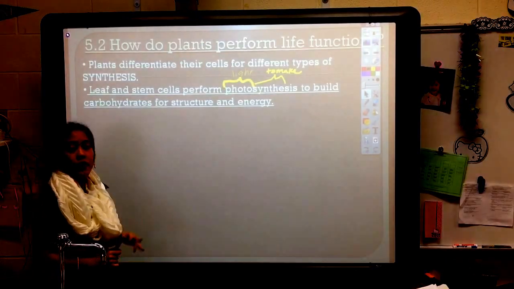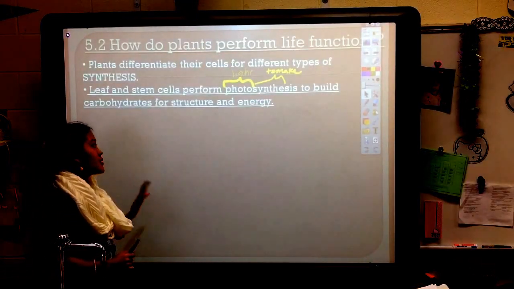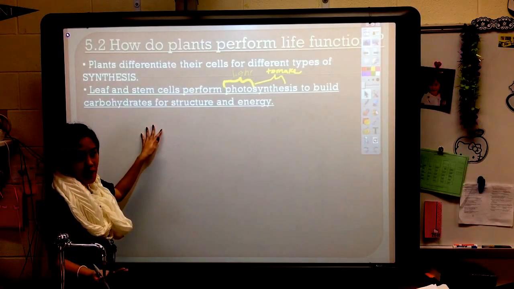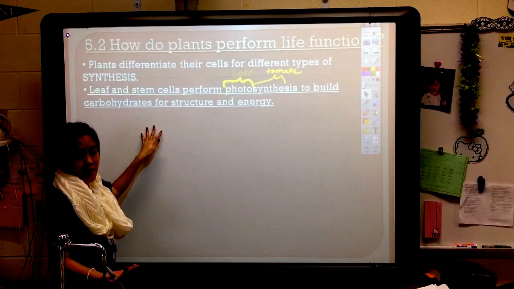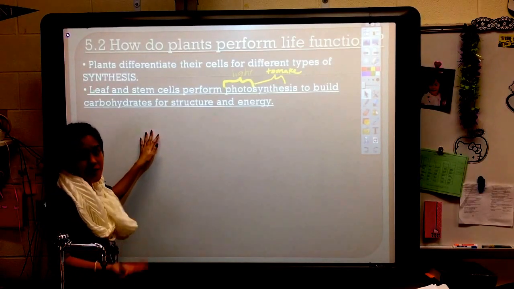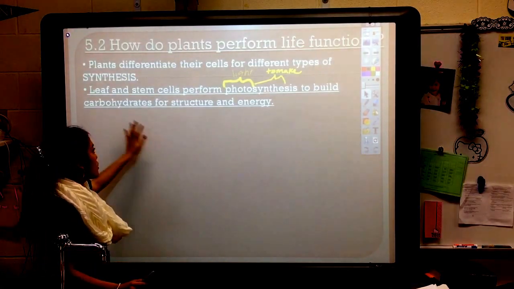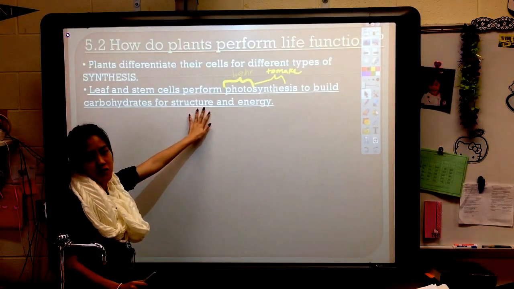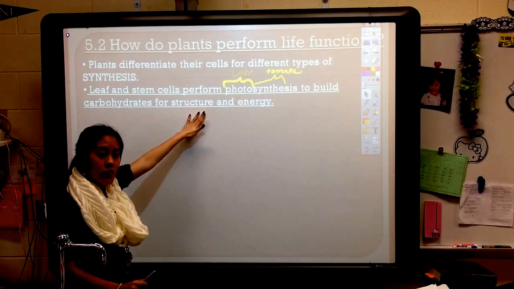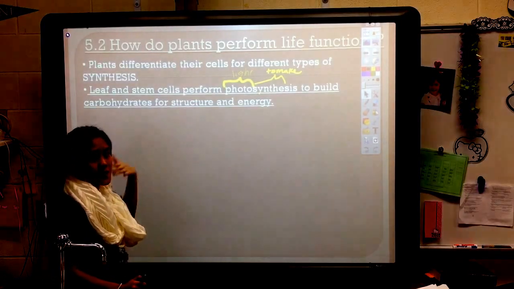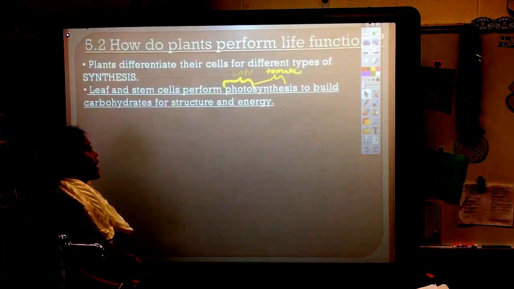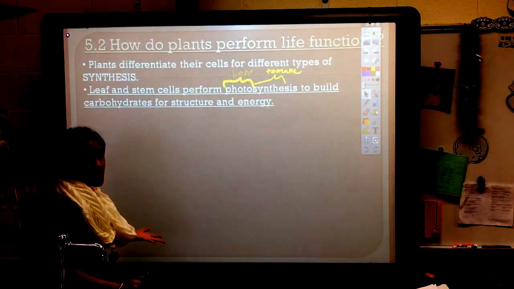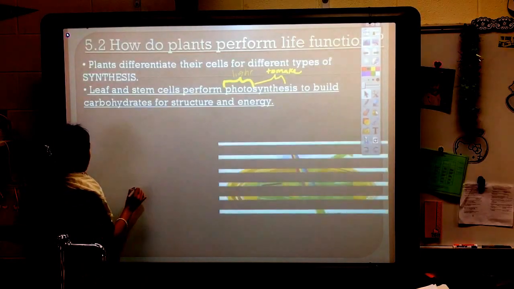So for a plant, when they're going through photosynthesis, not only are they making food for themselves, and that's what we've all been taught to understand, that photosynthesis is how plants feed themselves, but they're also going to use those carbohydrates to make structural features, like their cell wall. Remember that the cell wall is made up of cellulose, and that's not going to be used for food, that's not going to be used for energy, but it is going to be used for structure.